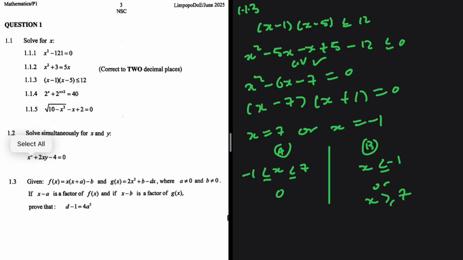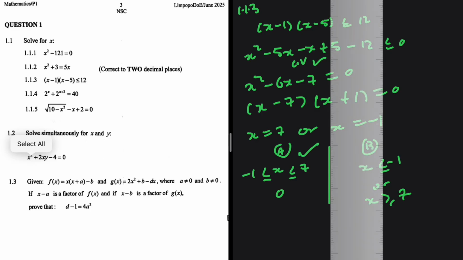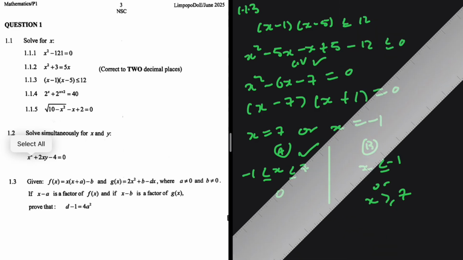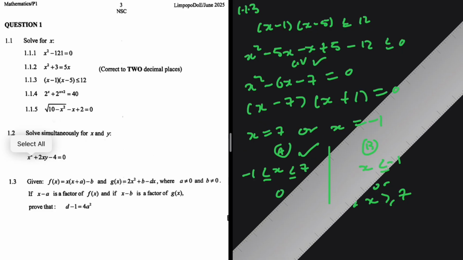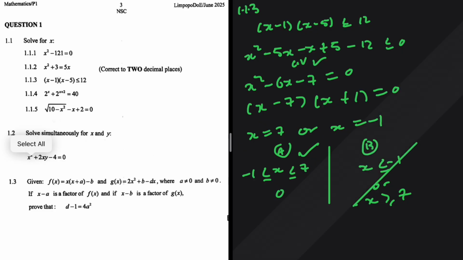So 0 minus 1, 0 minus 5, this gives us 5. And then 12 is greater or equal to 5. So this is the correct solution. We have to cancel out the other solution that we were proposing. So there we go. That is the answer to 1.1.3.